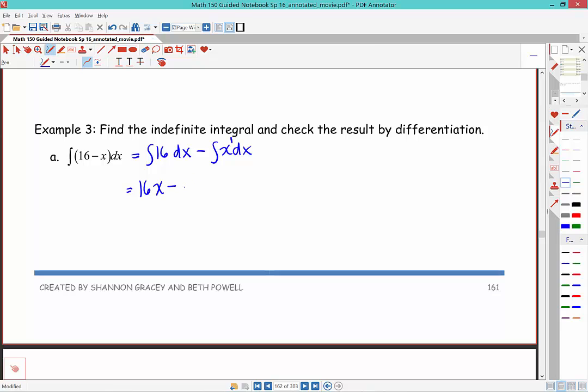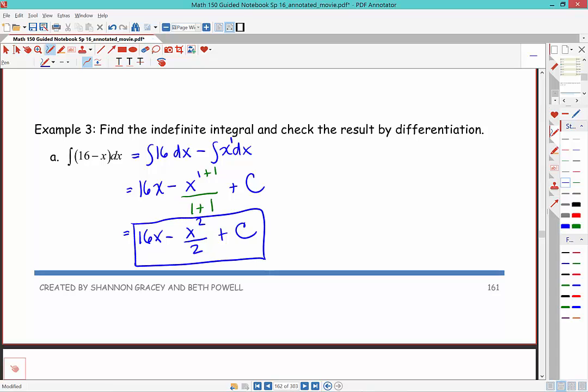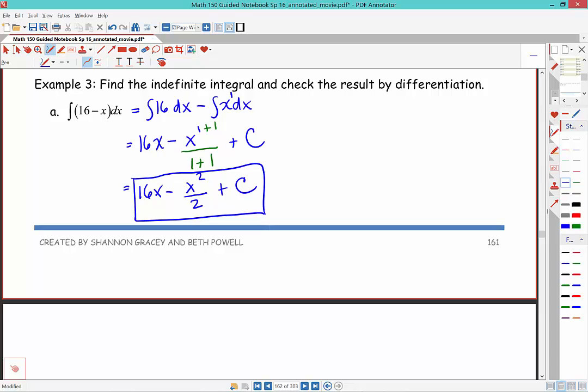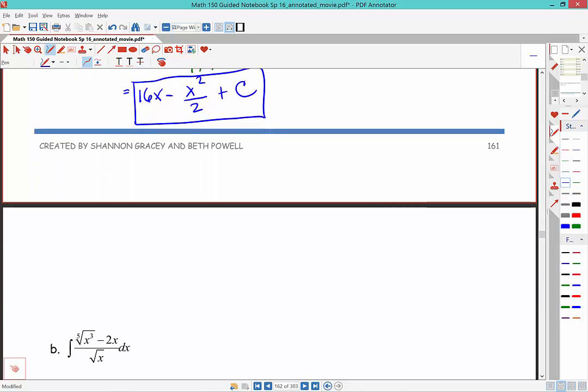Now over here, minus, so we're going to do x to the 1 plus 1 over 1 plus 1. And then don't forget plus our constant of integration. So this will give us a result of 16x minus x squared over 2 plus our constant of integration, and we're all set. So the nice thing here, if you're in my class, is that we don't need to write antiderivatives as one happy rational expression. We can just keep it like this.